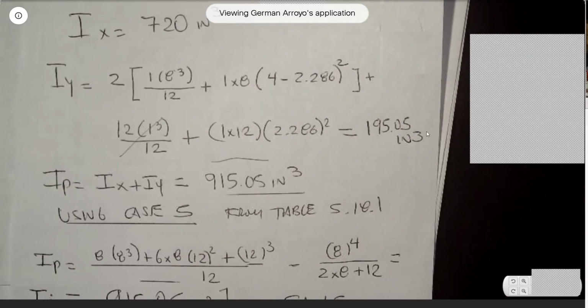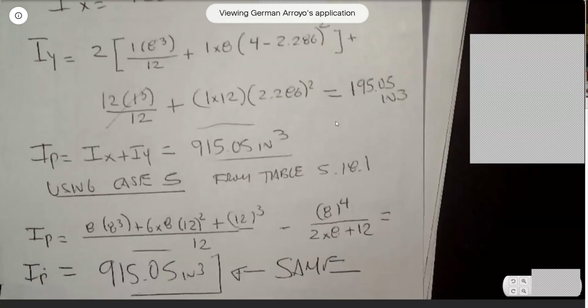I want to point out inches to the third, because we are not using area, we're using line. So it doesn't have the thickness. We're using the thickness just to do our computation, but it's inches to the third. Whenever we use area, it's inches to the fourth. But for this computation, it's inches to the third.